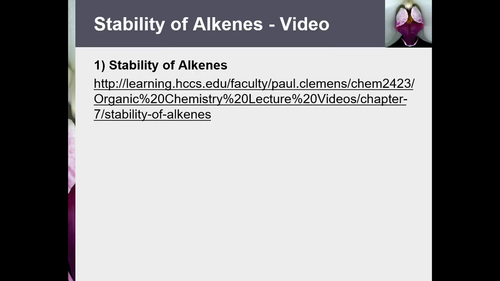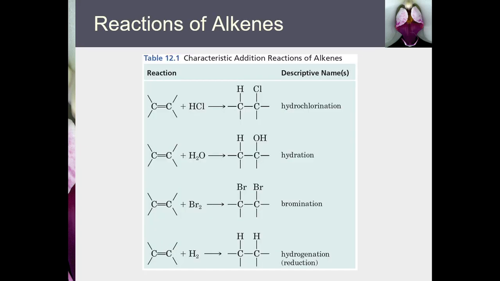So for more information, you visit this video on the stability of alkenes. Okay, so this will be the last part on the discussion of alkenes. So we have here the reactions of alkenes. So the most characteristic reaction is the addition to the carbon-carbon double bonds. So in this process, the double bond is broken and single bonds will be formed.